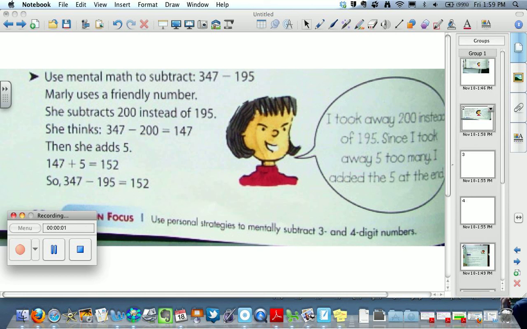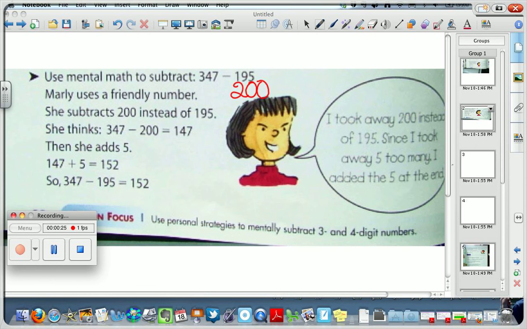Okay, using mental math again, making a friendly number. This is a second example of it. Marty gets the math question, 347 minus 195. In her head, she thinks, well, 200 is much easier for my brain to use, and it's very close to 195. So why don't I make 195 become 200?